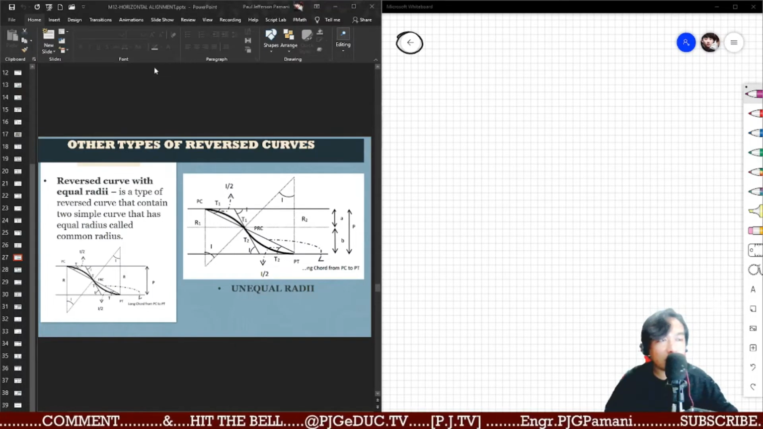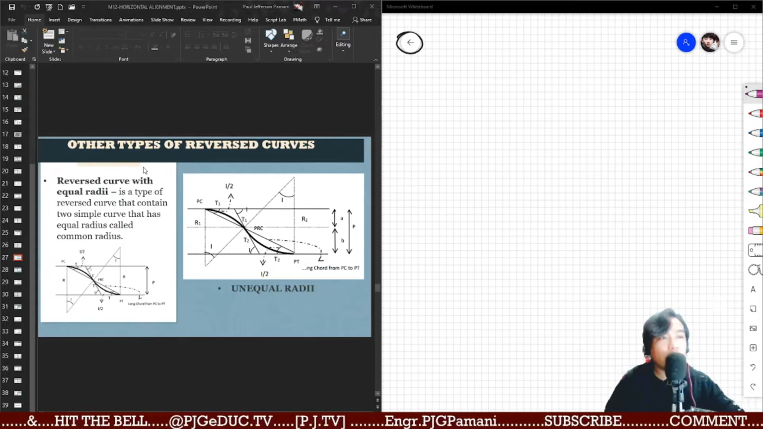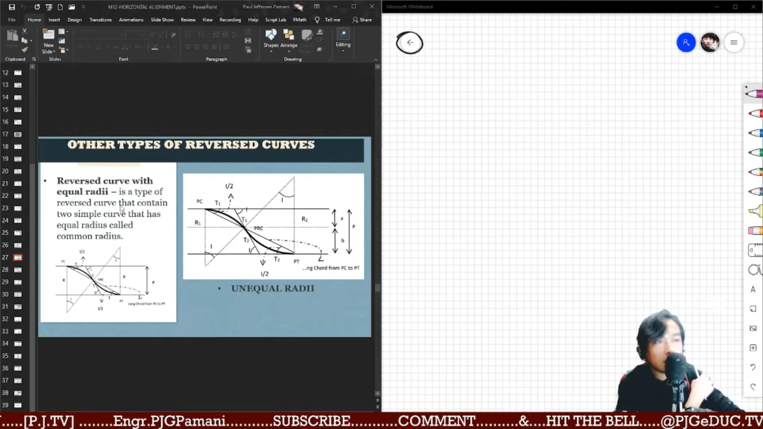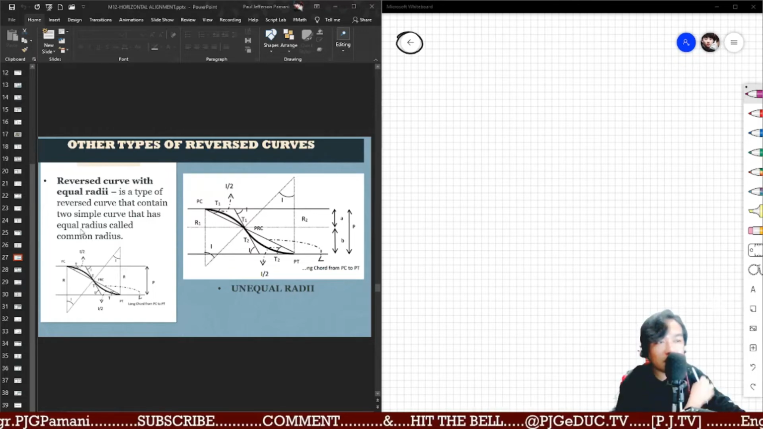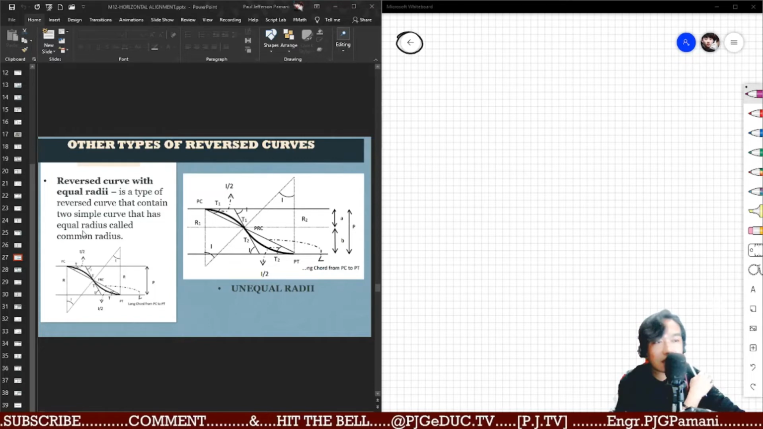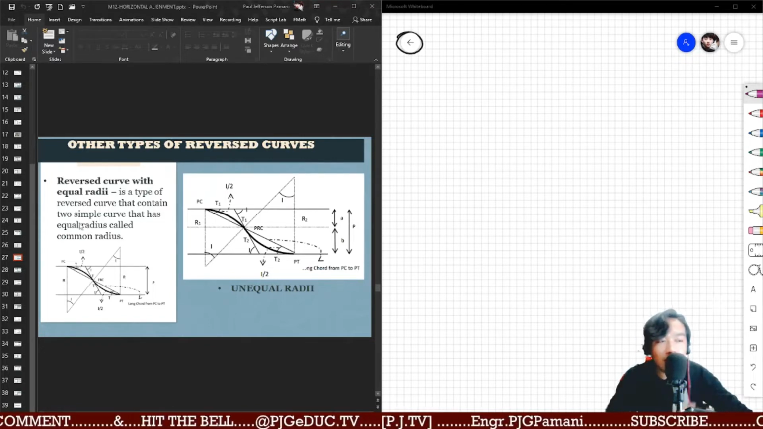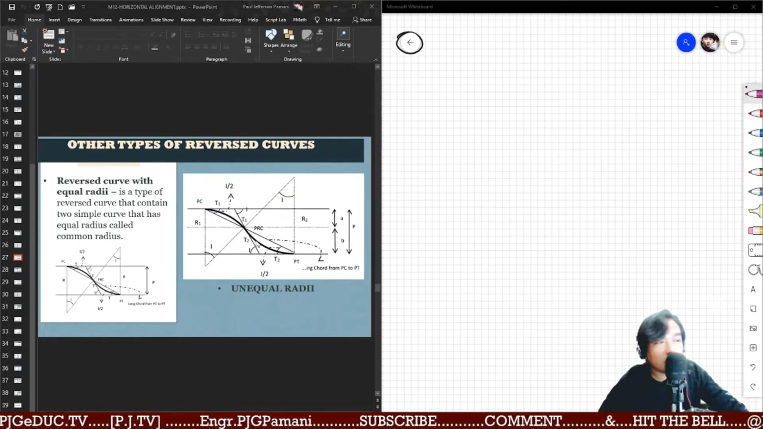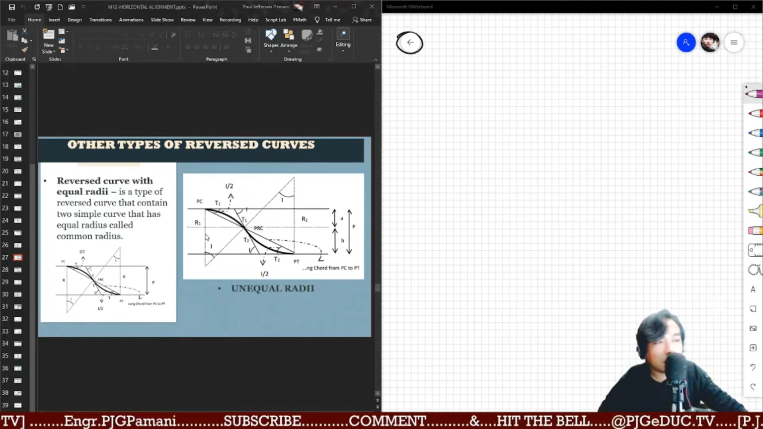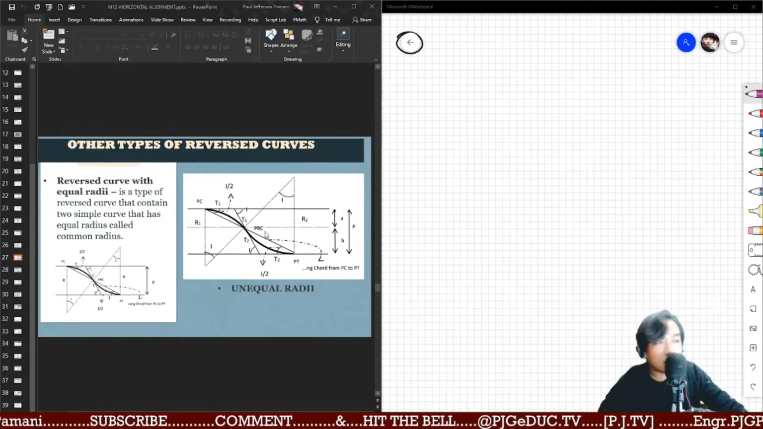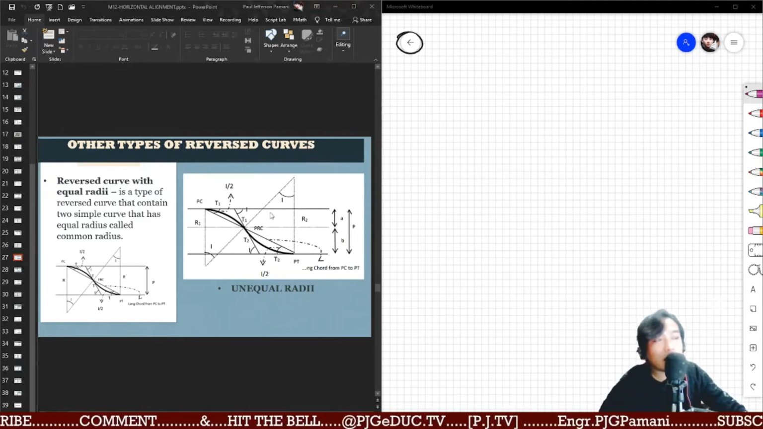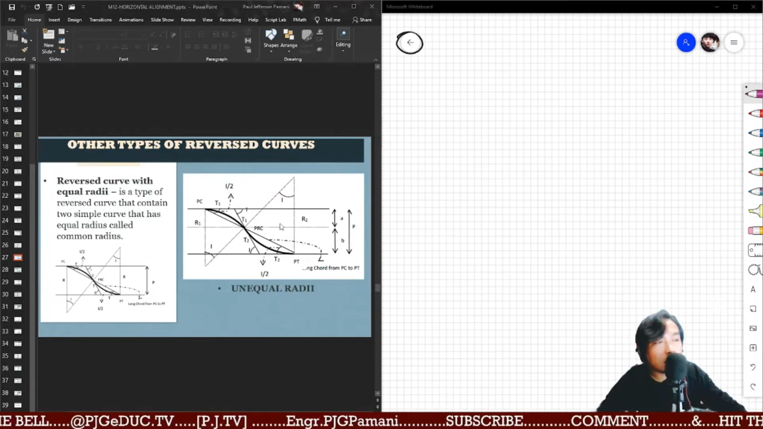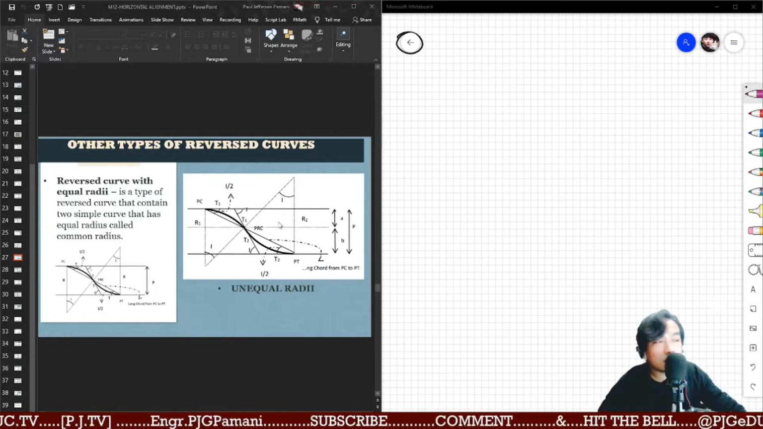Another type of reverse curve is the reverse curve of equal radii. This is a type of reverse curve that contains two simple curves with equal radius, called a common radius. Madali lang naman po yan. Again, pag common radius, parehas yung radius 1 tsaka radius 2, but they might have a different angle of intersection for both curves, and different tawag na dito tangent distances.